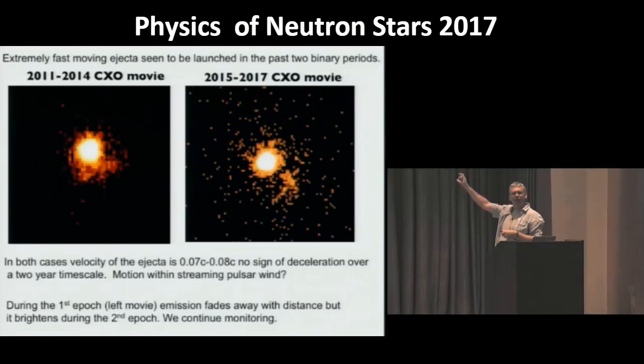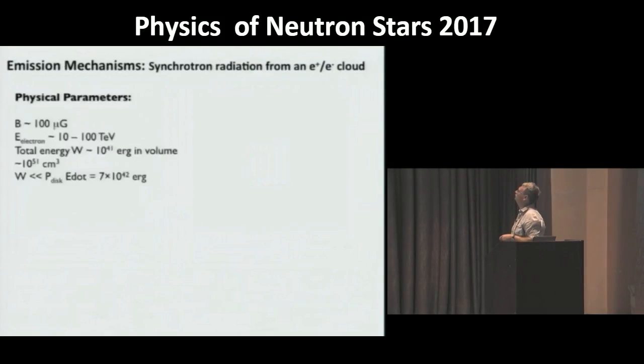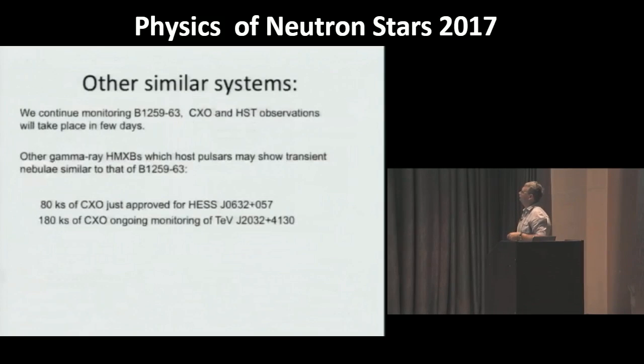So this clump, which is probably some material from the decretion disk of the star, is actually launched into a pulsar wind and goes with a pulsar wind flow. I'm not going to go through these estimates. There are a couple more systems that are promising in this respect, and they will be observed soon.